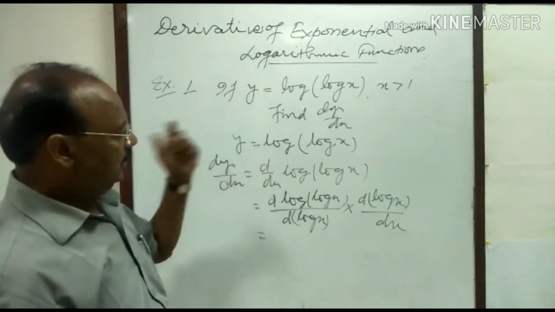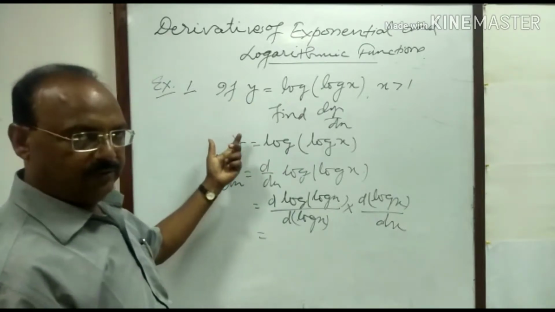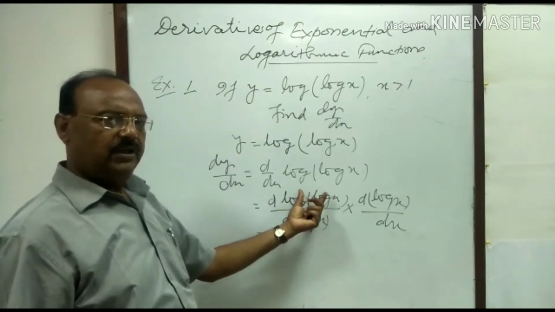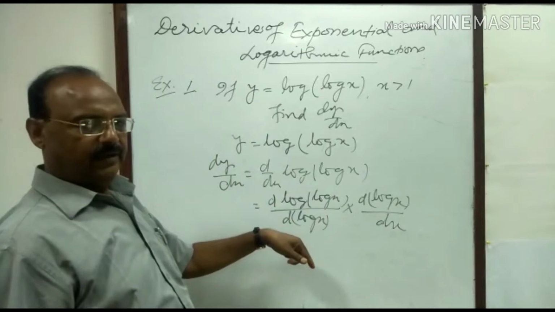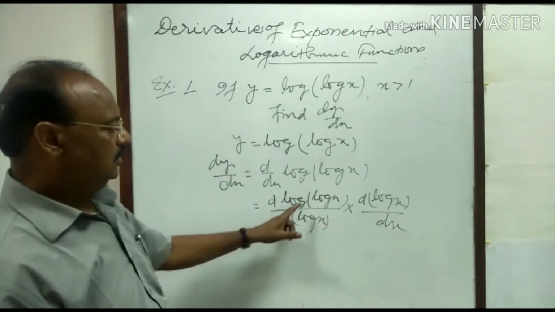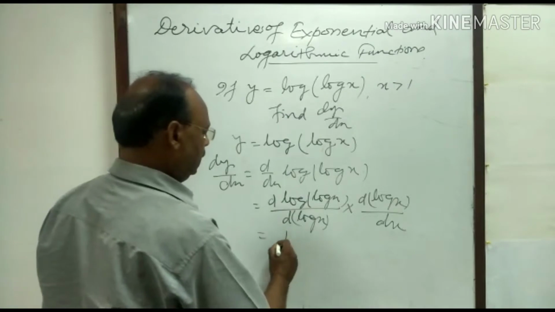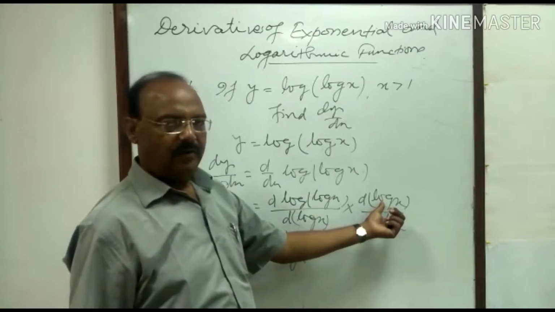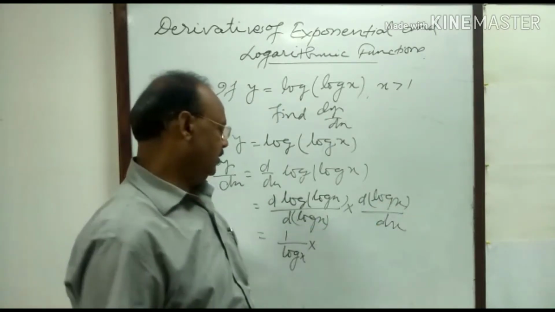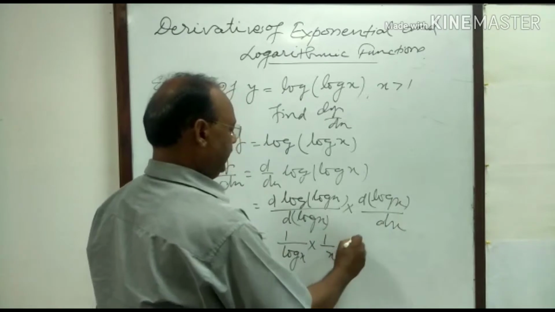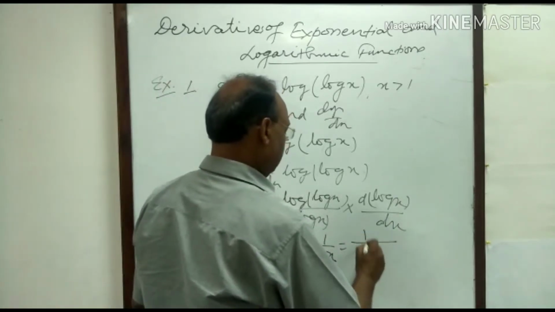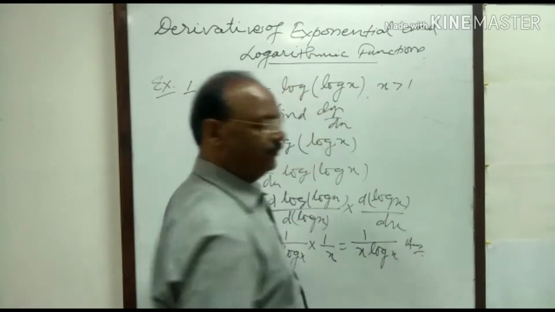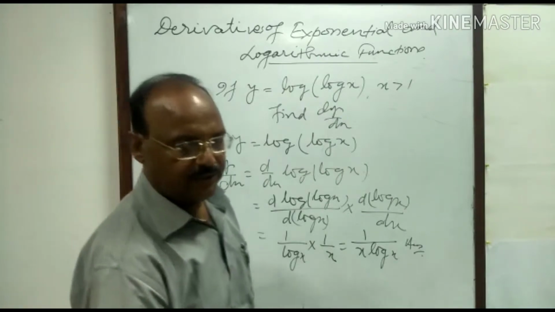As we have already discussed in the same video, the derivative of log of any variable is 1 upon that function. So here, the derivative of log of log x is 1 by log x, into the derivative of log x with respect to x, which is 1 by x. So finally we got the answer, which is 1 upon x log x. This is the answer. Let us see the next question.